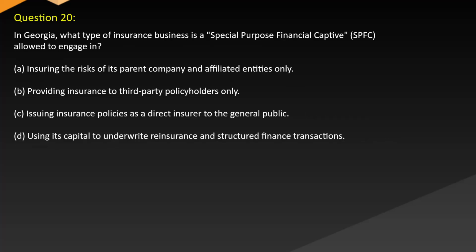Question 20. In Georgia, what type of insurance business is a special purpose financial captive, SPFC, allowed to engage in? A. Insuring the risks of its parent company and affiliated entities only. B. Providing insurance to third-party policyholders only. C. Issuing insurance policies as a direct insurer to the general public. D. Using its capital to underwrite reinsurance and structured finance transactions.